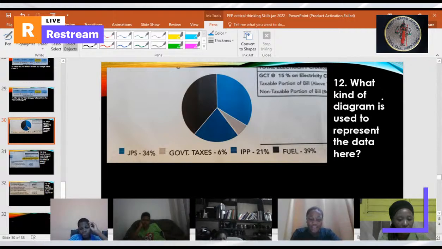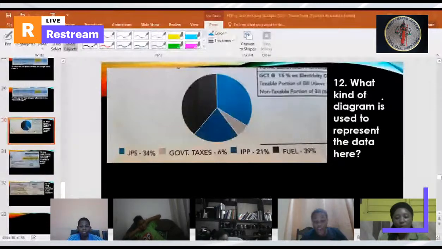Number 12. What kind of diagram is used to represent the data here? This is a pie chart. All right, that is correct. We're looking at a pie chart.